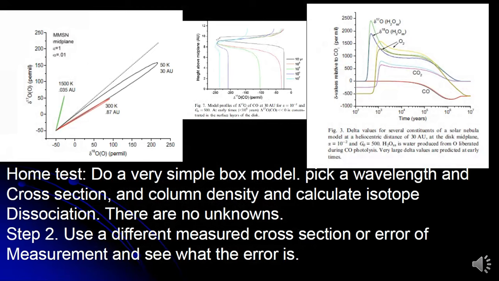Assume that I'm telling you a bunch of nonsense. Just go home, pick a wavelength, pick a cross section, and it's a Beer-Lambert law calculation, basically. Do your own calculation and see how much difference you get only by changing the cross section. And assume that gives you a reasonable estimate for the models and see what you get.